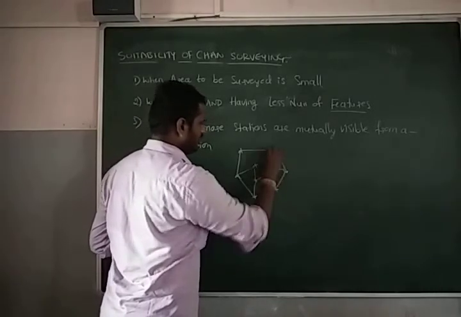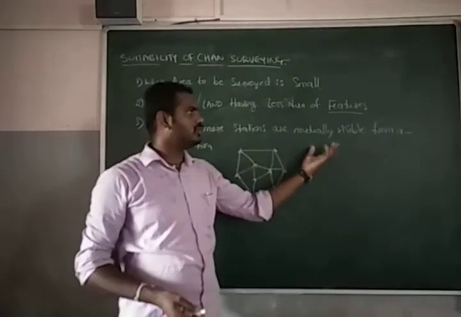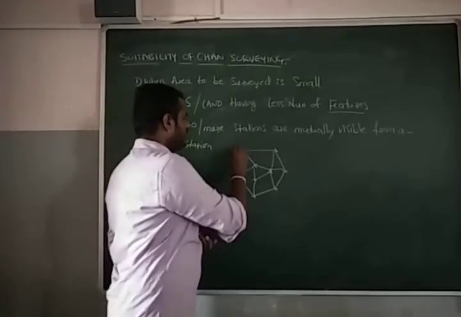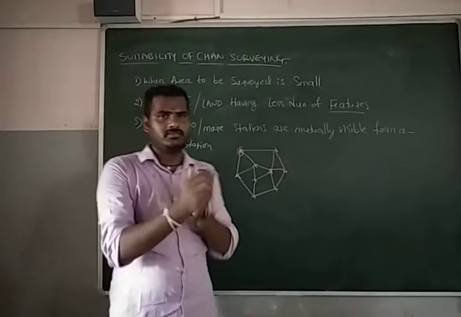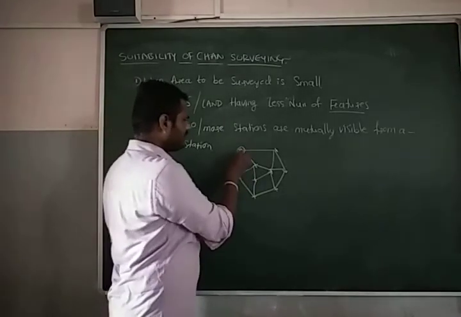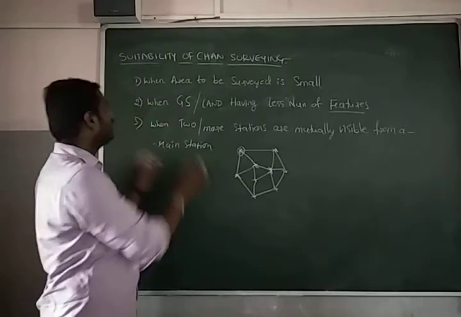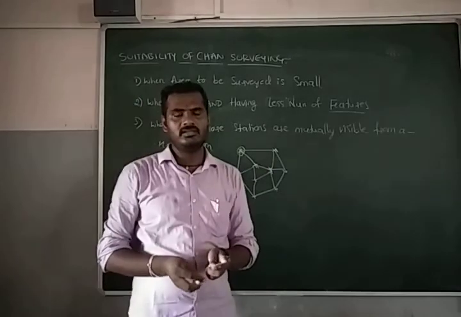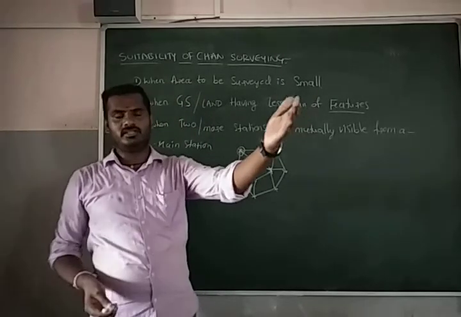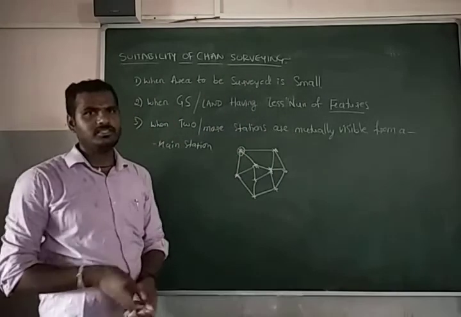They may be connected mutually. So now the point is, when two or more stations are mutually visible from a main station. Let us say this is the main station. I will tell you what the main station and subsidiary stations are immediately after this. So from this station, when two or more stations are mutually visible, then only chain surveying is preferable. Otherwise, it is not preferable. If there is no possibility to see two or more stations from a single main station, chain surveying is not suitable. This is the third point.